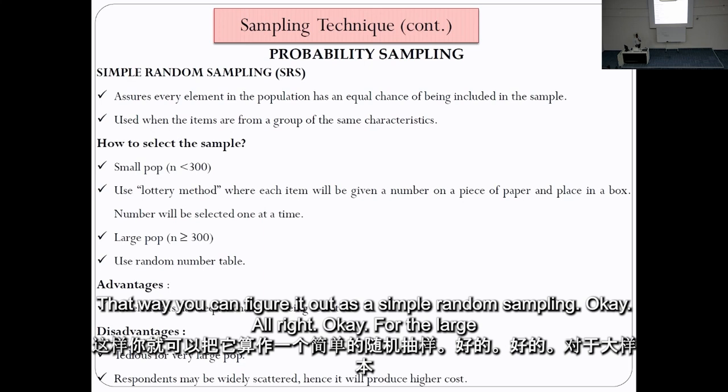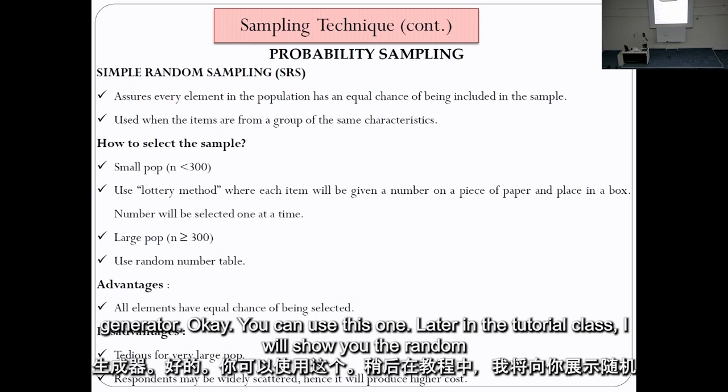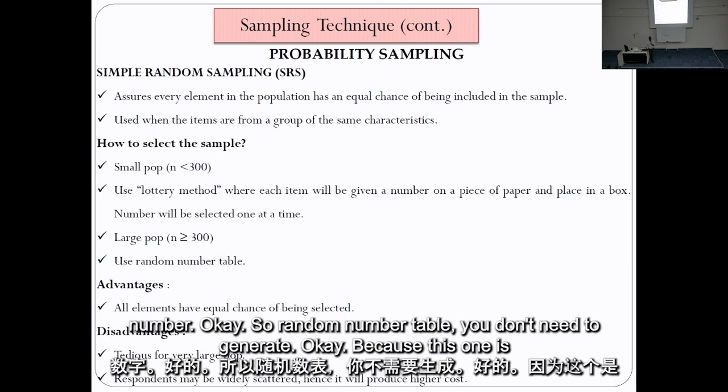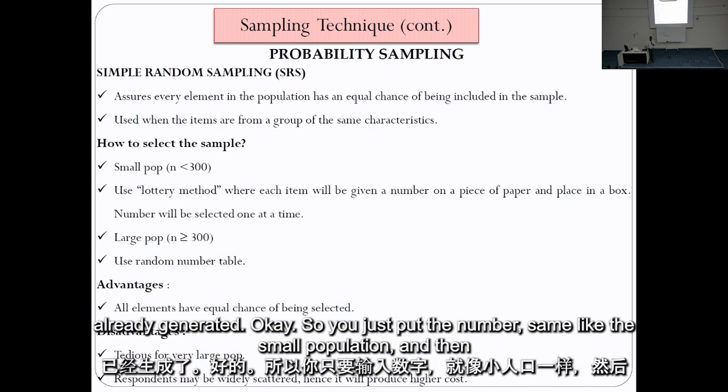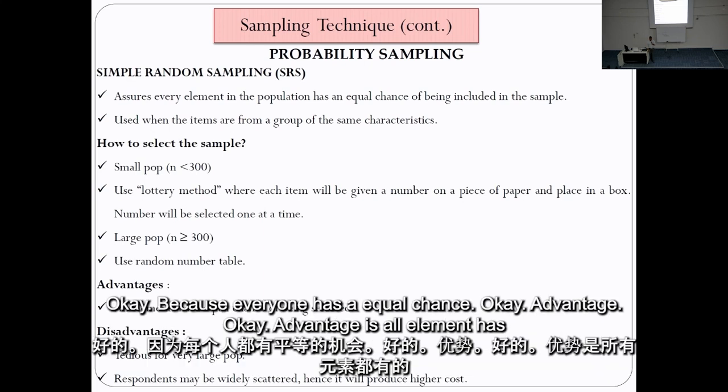For a large population, where n is greater than or equal to 300, we use a random number generator. Later in the tutorial class, I will show you the random number table. You don't need to generate it because it is already generated. You just put the numbers, same as the small population, and then one of the interviewers will select a number without knowing who will be taking it, because everyone has an equal chance.